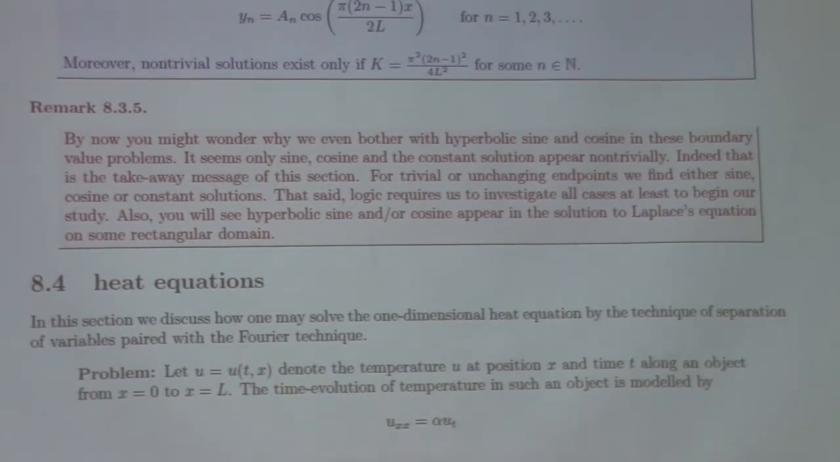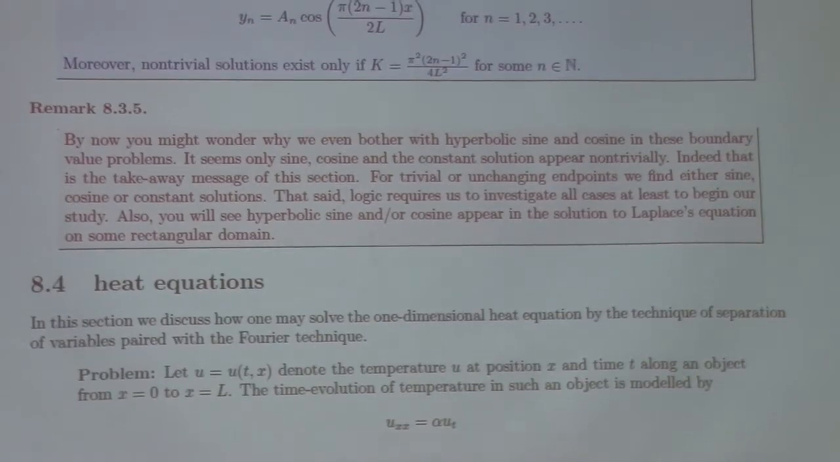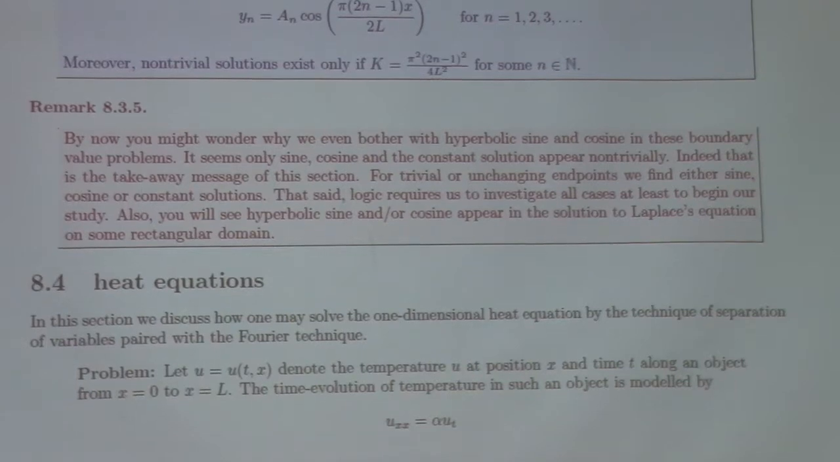So I said by now you might wonder why we even bother with hyperbolic sine or cosine in these boundary value problems. It seems only sine, cosine, and the constant solution appear non-trivially. Indeed, that is the takeaway message of this section, but for non-trivial and unchanging endpoints, we will find either sine, cosine, or constant solutions. That said, logic requires us to investigate all cases, at least to begin our study. But we will see that hyperbolic sine and cosine appear in solutions to Laplace's equation on some rectangular domain, so don't worry, they'll come back.